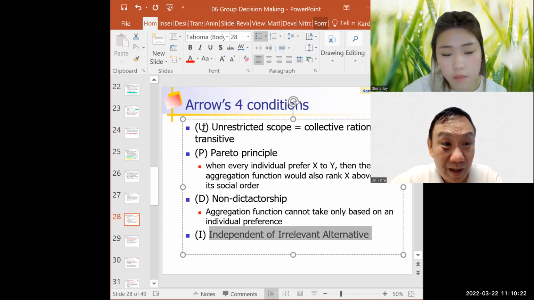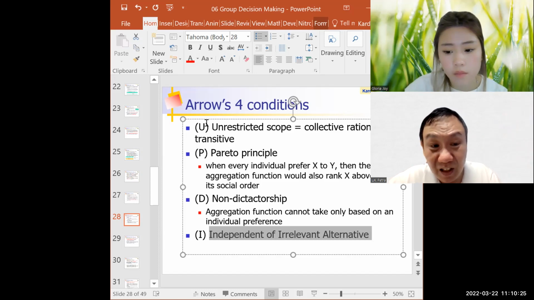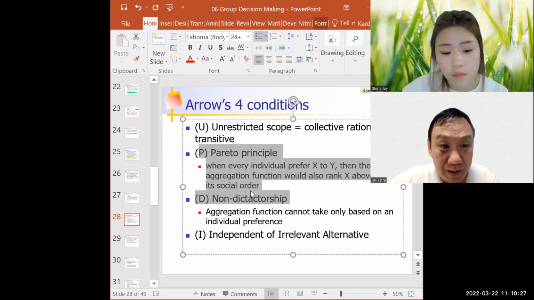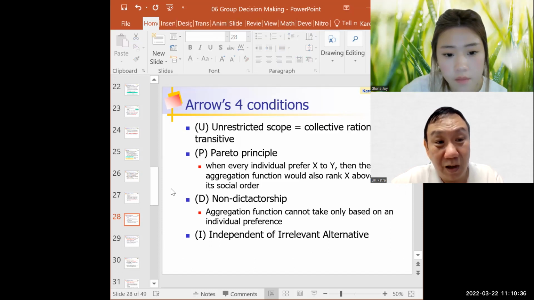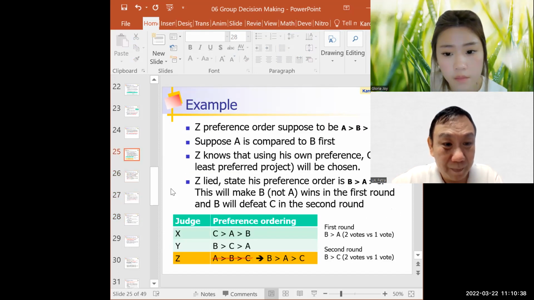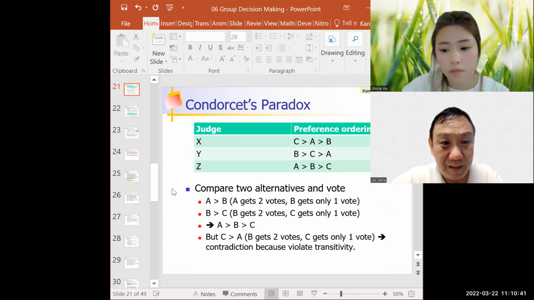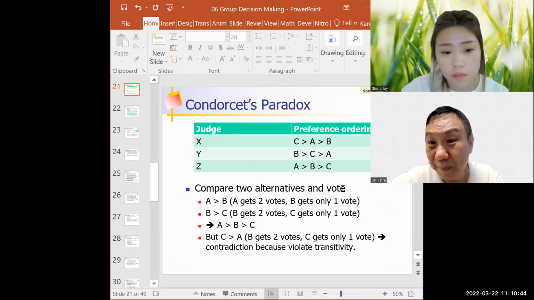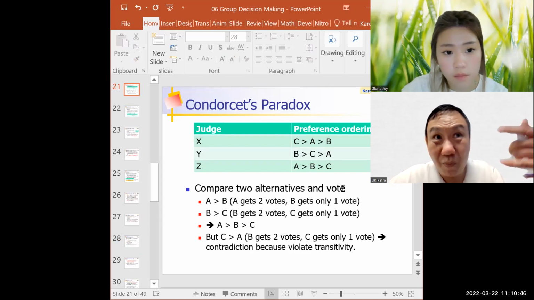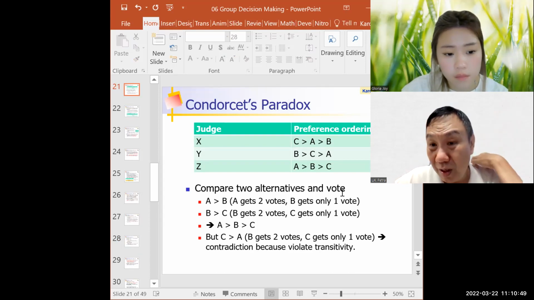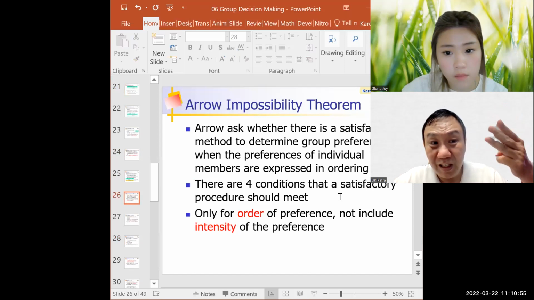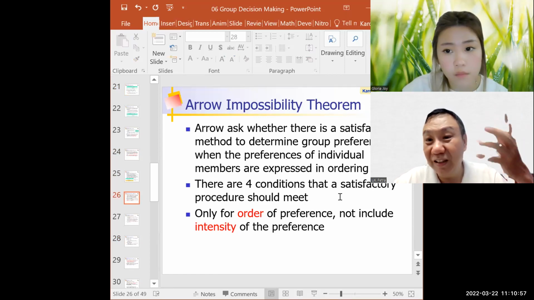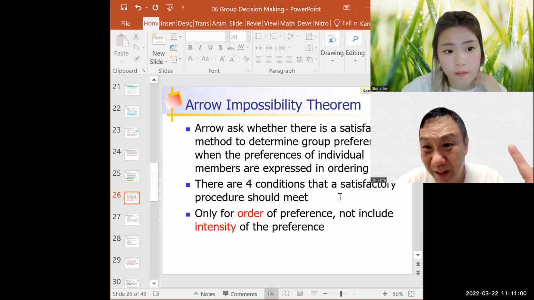If you have an aggregation function that satisfies the Pareto principle, non-dictatorship, and independence of irrelevant alternatives, it must be inconsistent, like the Condorcet paradox a while ago. This one, inconsistent, is one of the examples of the Arrow impossibility theorem. So 3 conditions are allowed, but 4 conditions are impossible. You get it or not?